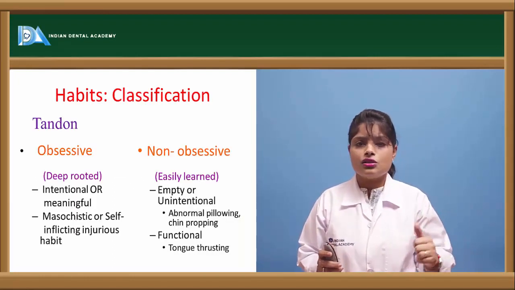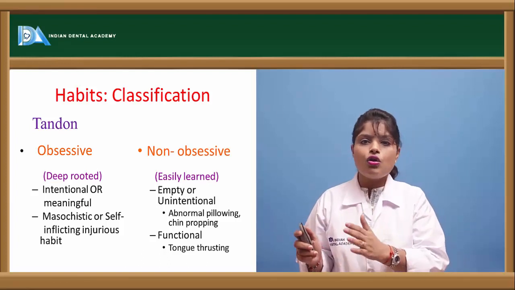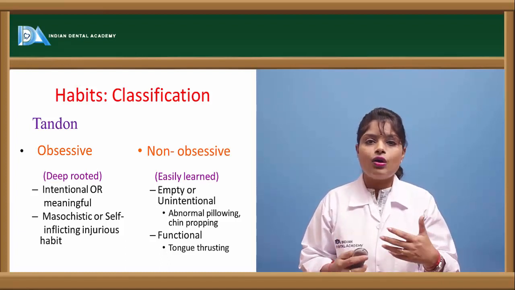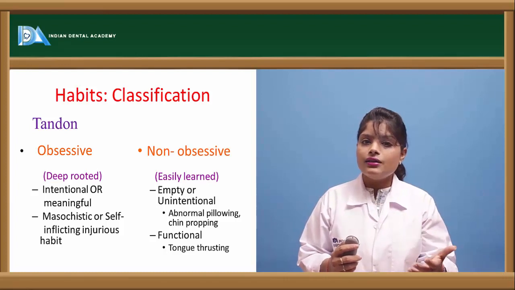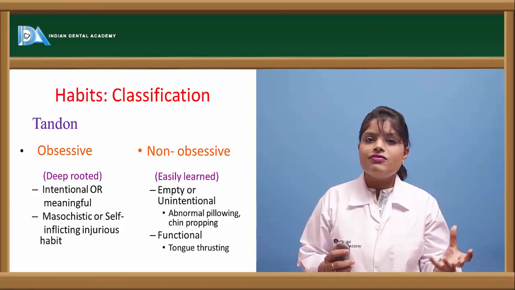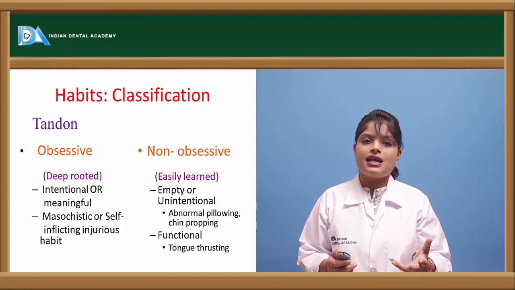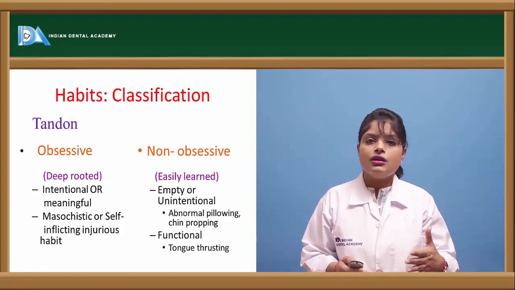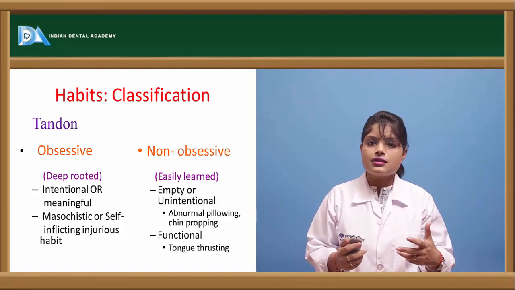So there are various classifications which were put forward for habits, like Moyer's classification of obsessive and non-obsessive oral habits. Obsessive means compulsive, or which has a particular etiology, like a psychological pattern behind it. That is an obsessive oral habit, like thumb sucking. Then there are certain other self-injurious or masochistic habits which have a particular psychological underlying factor behind them. Then non-obsessive habits. Non-obsessive habits are generally unintentional or empty habits like abnormal pillowing, then chin popping, etc. Then come functional habits like tongue thrusting, due to a particular function of the tongue, which has the habit of coming between the teeth. So this is the functional habit.